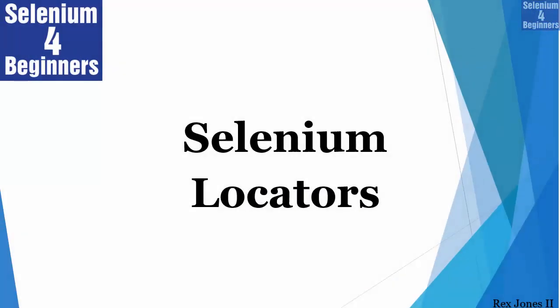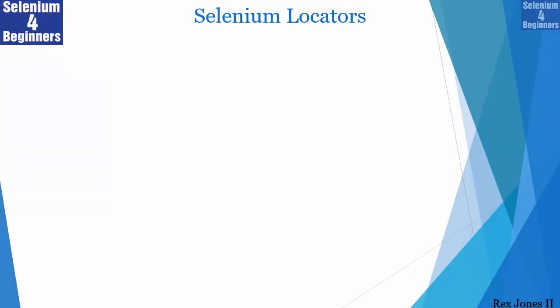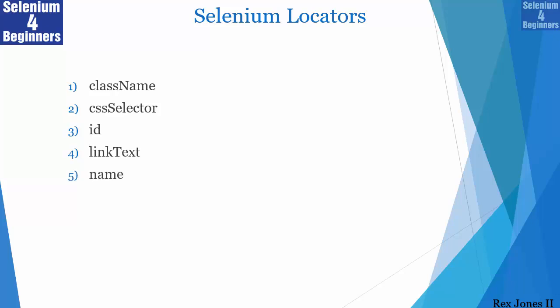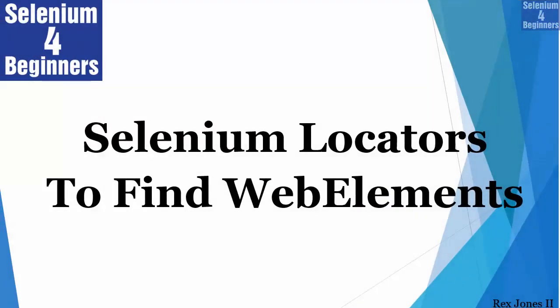Before checking out how to use a Selenium locator to find a web element, let's look at the Selenium locators. Then at the end, we are going to look at the rankings for the Selenium locators. In alphabetical order, the 8 Selenium locators are class name, cssSelector, ID, linkText, name, partialLinkText, tagName, and XPath.